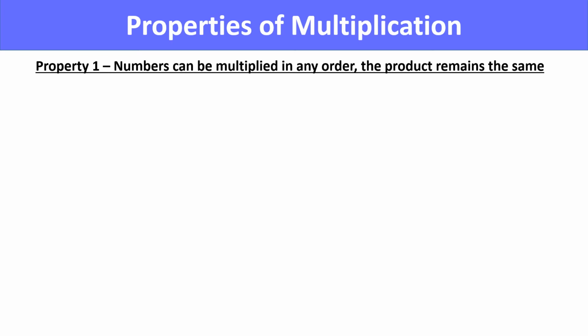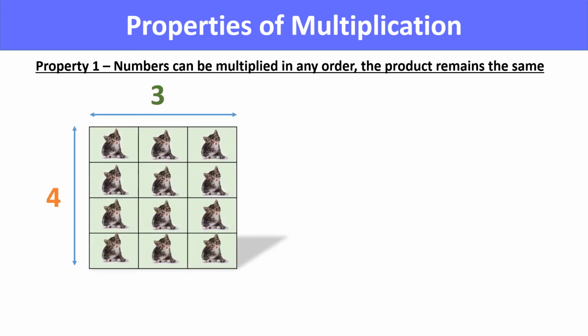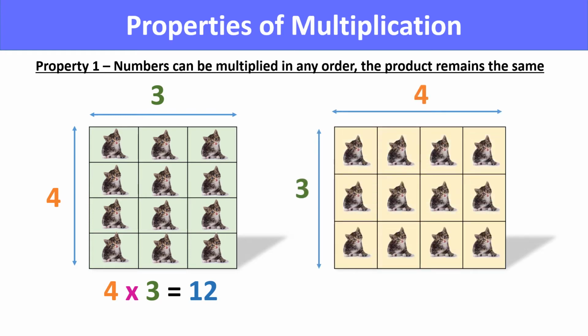Let's understand it with one example. So there are 4 rows and 3 columns, right? We can write it 4 multiplied by 3 equals 12. 4 threes are 12, right? The same way, if we do it like there are 4 columns and 3 rows now, right?